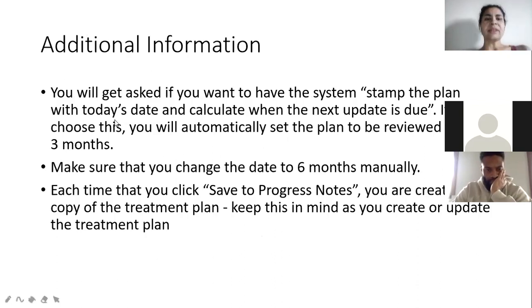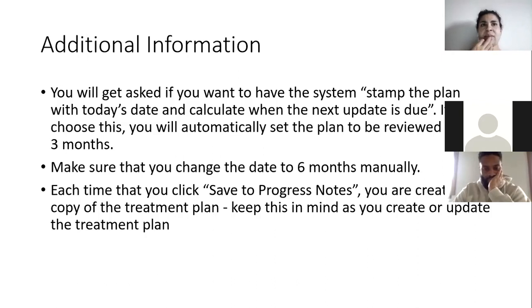And then just some additional information, again, it will make more sense when we go in there. You're going to be asked if you want the system to stamp it with today's date and calculate when the next update is due. If you choose yes in that pop-up box, you're automatically setting the plan to be reviewed in 3 months, not 6. ICANotes is set to have the plans be renewed every 3 months. That's pretty standard for a lot of places. Unfortunately, that can't be changed. You have to change it manually, and I'll show you guys how to do that.